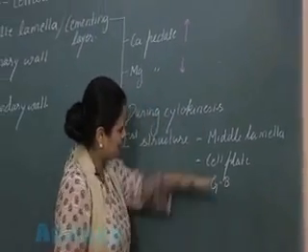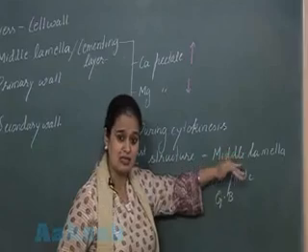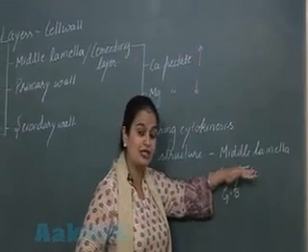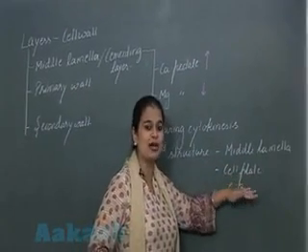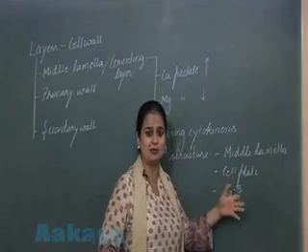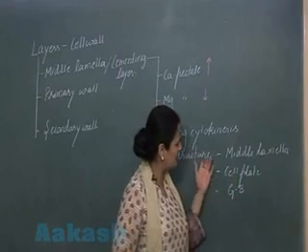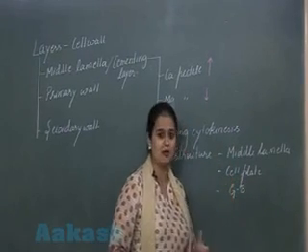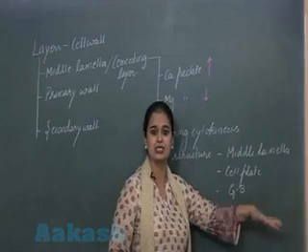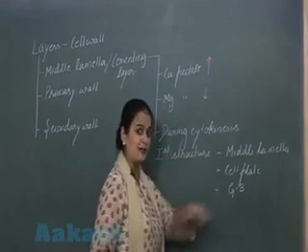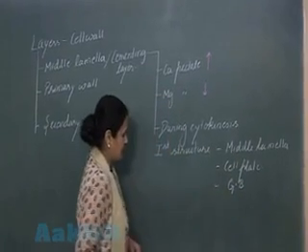So what will the middle lamella be formed from? From the cell plate. And this cell plate is formed by the GBs, that is the Golgi bodies. Now the details about the cell plate and the Golgi bodies we will discuss in the coming part of the lecture.